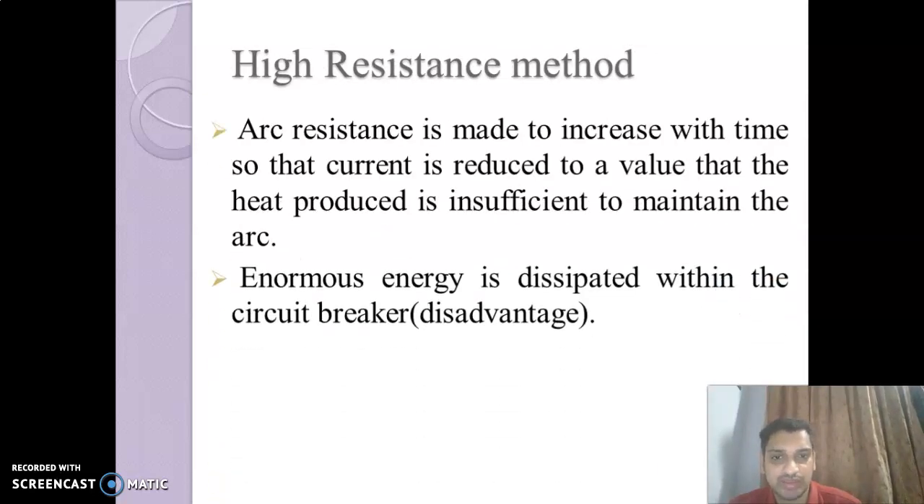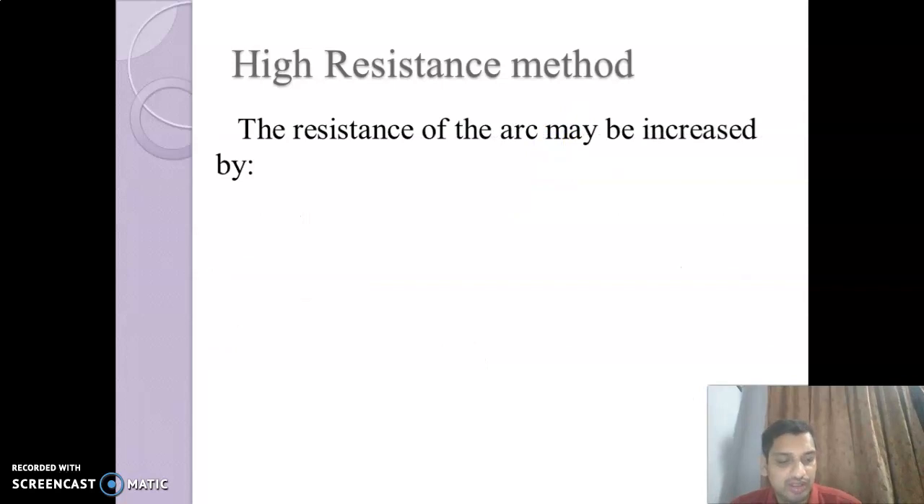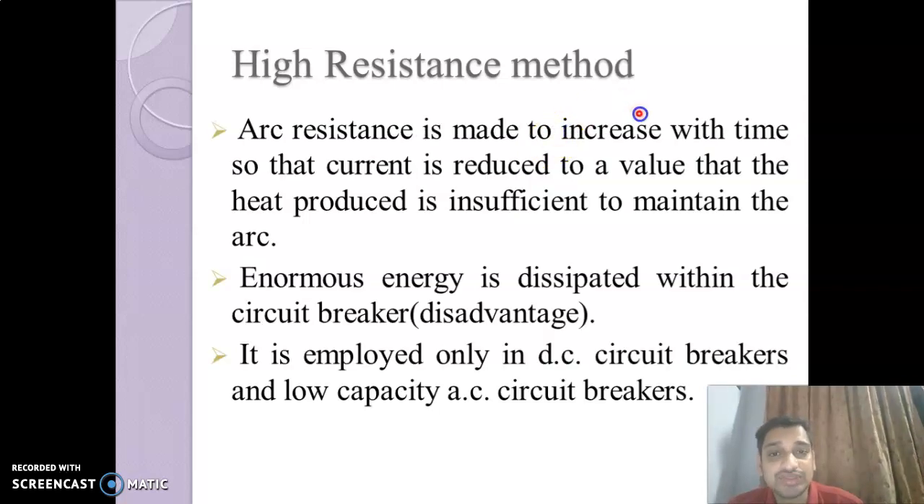High resistance method. In this method, we increase the resistance of the arc with time. Once we increase the resistance, we can prevent the current flow and interrupt the arc. In this method, increasing the resistance means a lot of energy is dissipated, because the resistance is high. That is the disadvantage of this method. Normally it is used in DC circuits and low capacity AC circuit breakers.